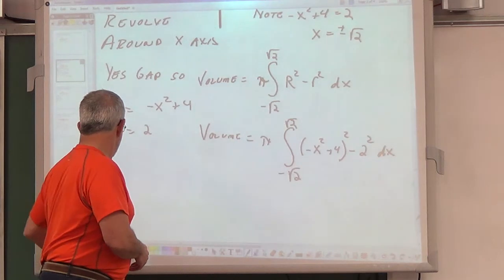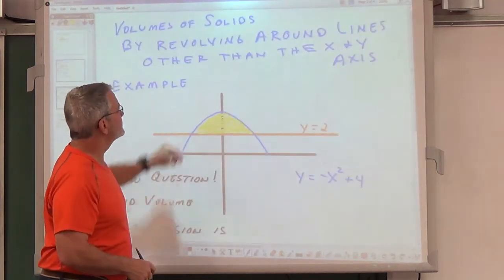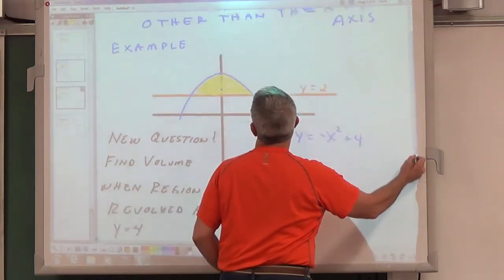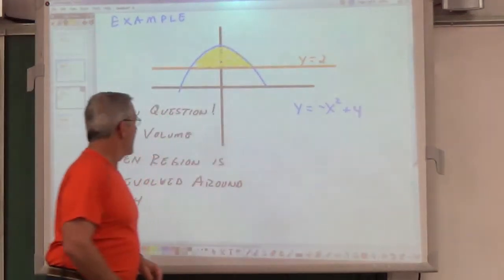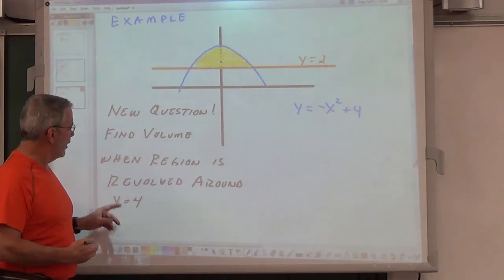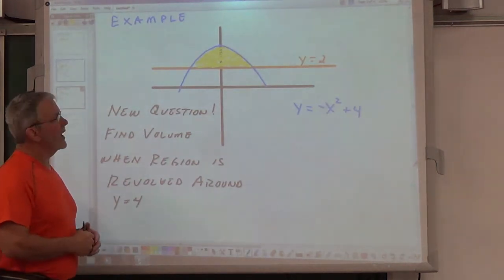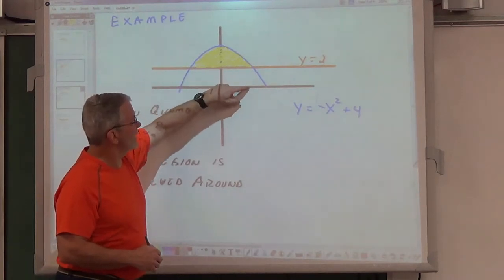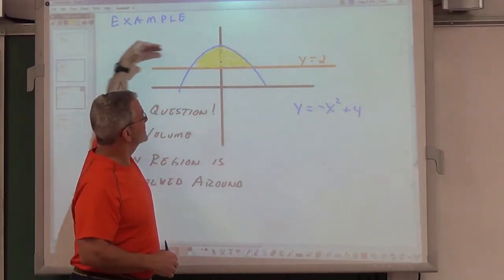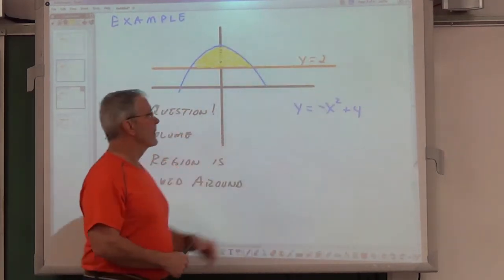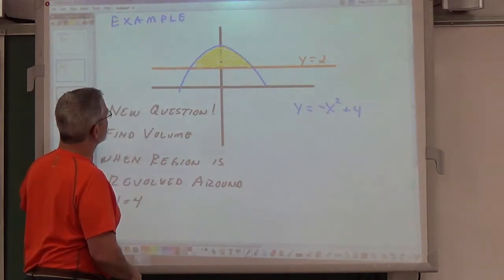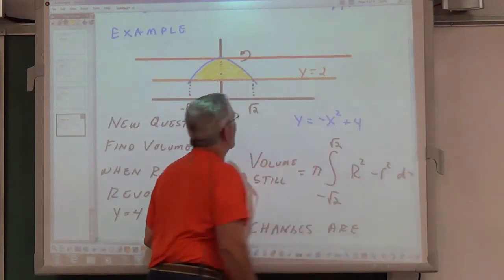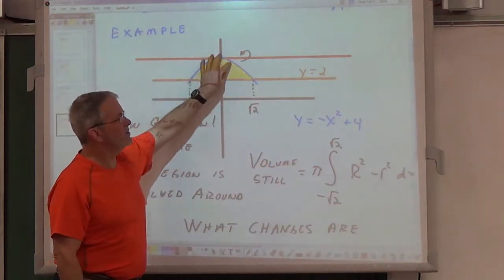Now, let's take that region, and instead of revolving it around the x-axis, let's take that region and revolve it around the line y equals 4. So now we're not revolving it around the x-axis, but we're going to revolve it around this line up here. I have that sketched on the following slide there. So this is the line that I'm going to revolve this region about.